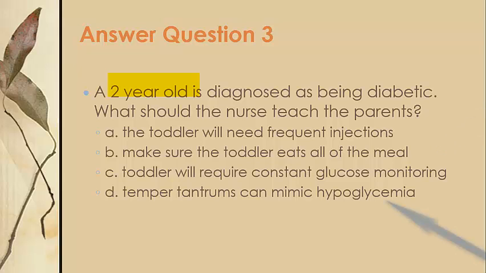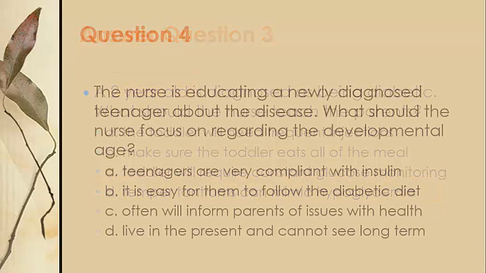So let's see if the last one is something that is the correct answer. Temper tantrums can mimic hypoglycemia. Very important to teach the parents, because hypoglycemia can lead a toddler into a diabetic coma, because they're very sensitive to those changes in blood glucose. So anytime the toddler has a temper tantrum, the parents may want to check the blood glucose to see what's going on.